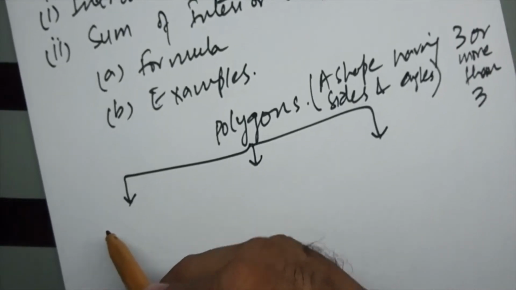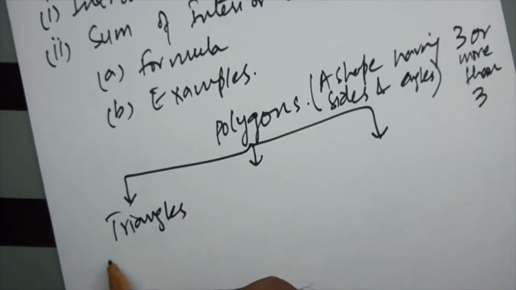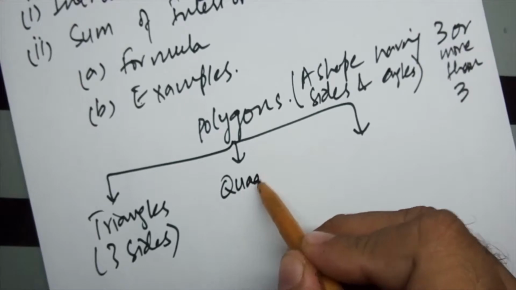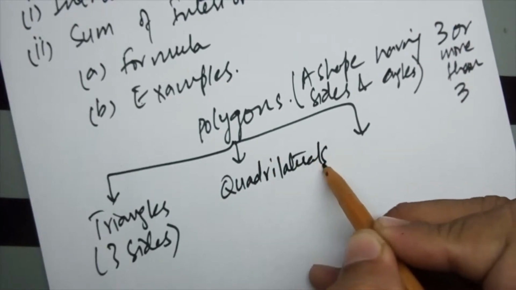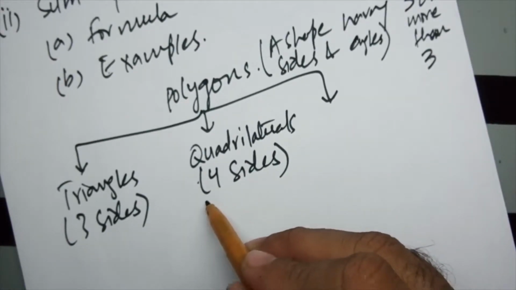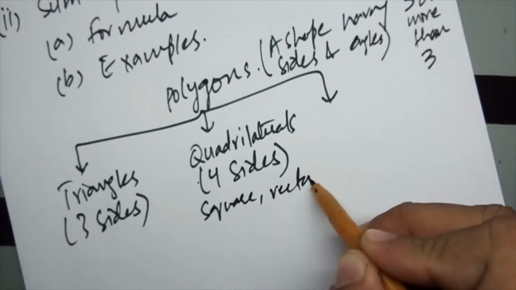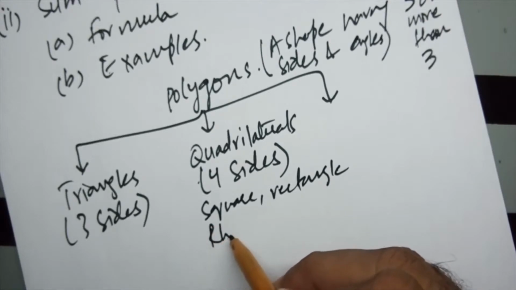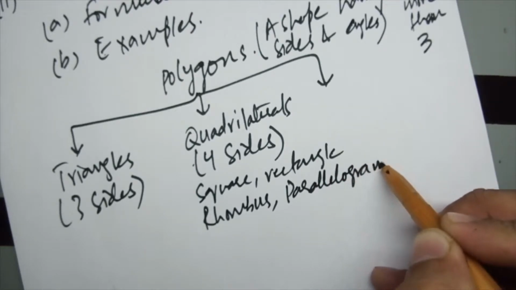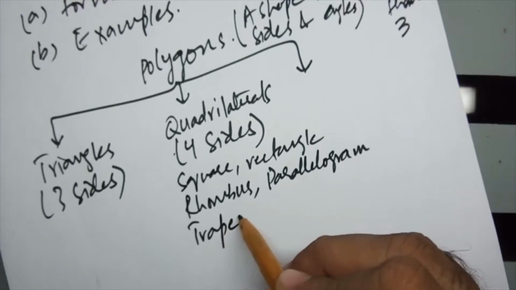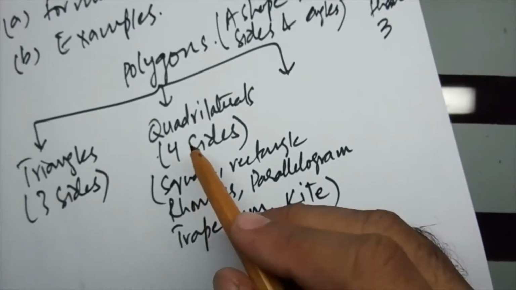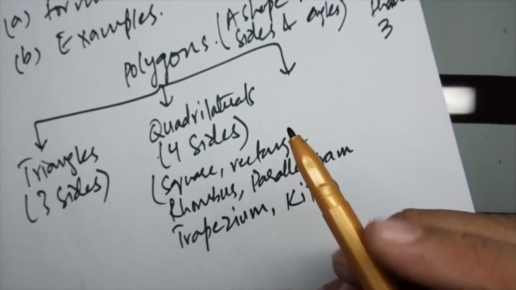So if we talk about triangles, it has three sides. Okay, and if we talk about quadrilaterals, it has four sides. And we have some examples of quadrilateral, just like square, rectangle, rhombus, and parallelogram. And we have a trapezium. It is also a quadrilateral, and a kite. Right? So these are some examples of a quadrilateral, and that means four-sided figure.